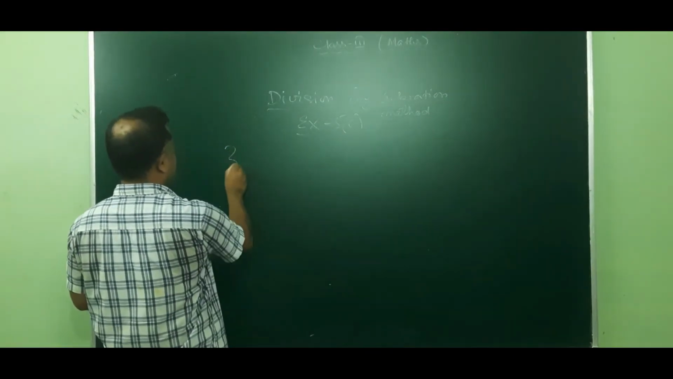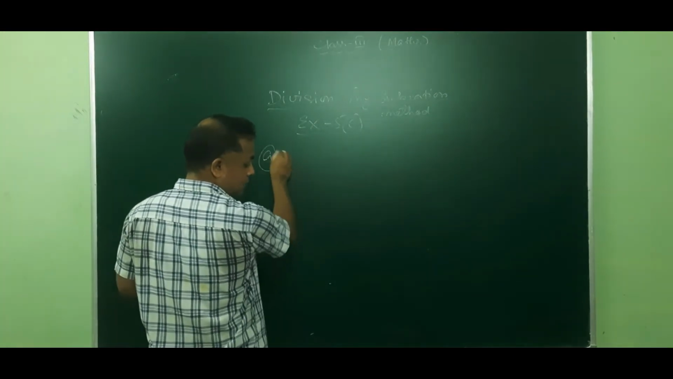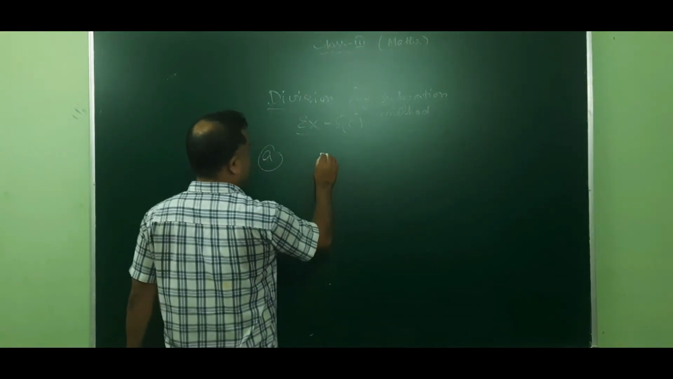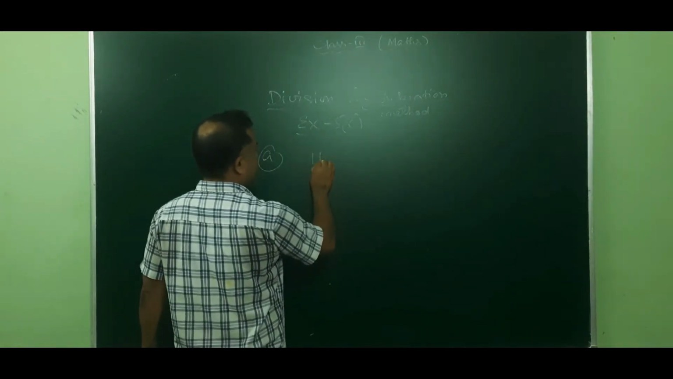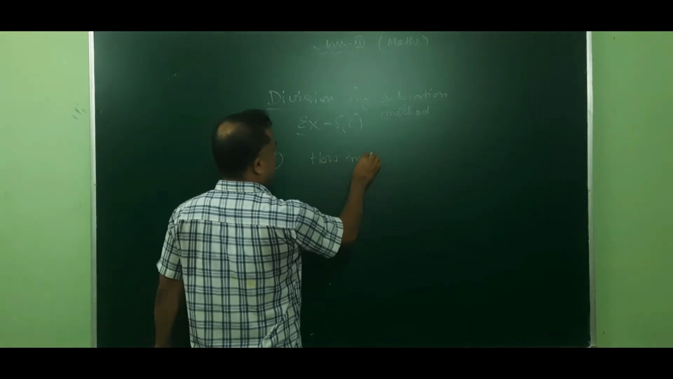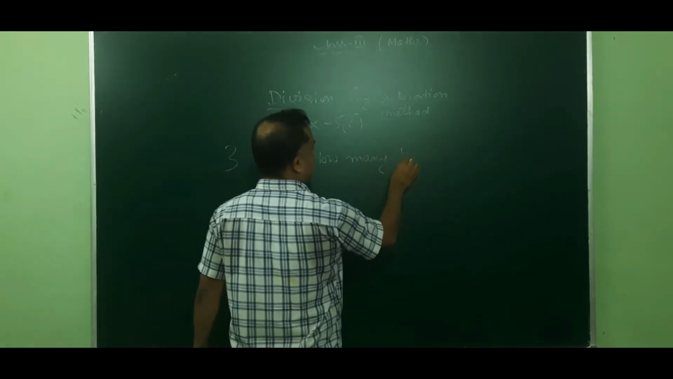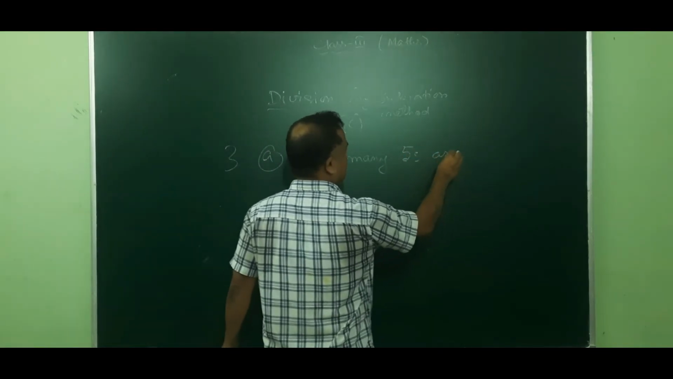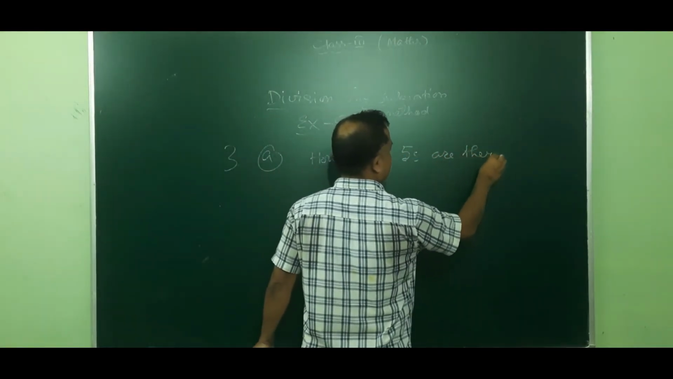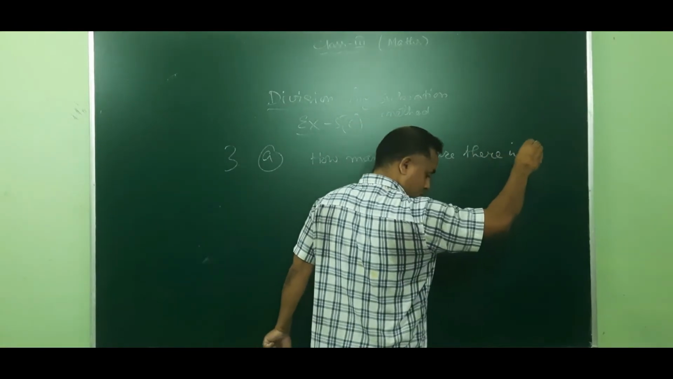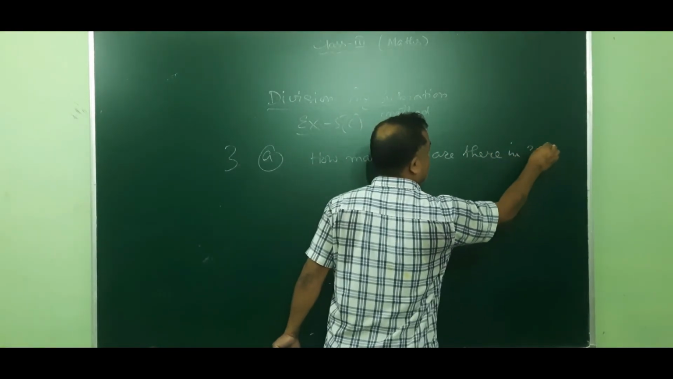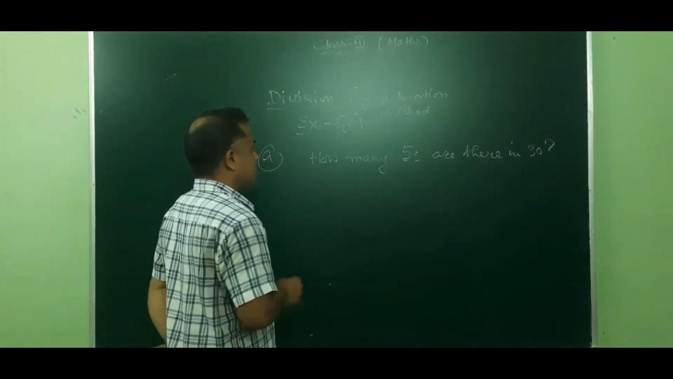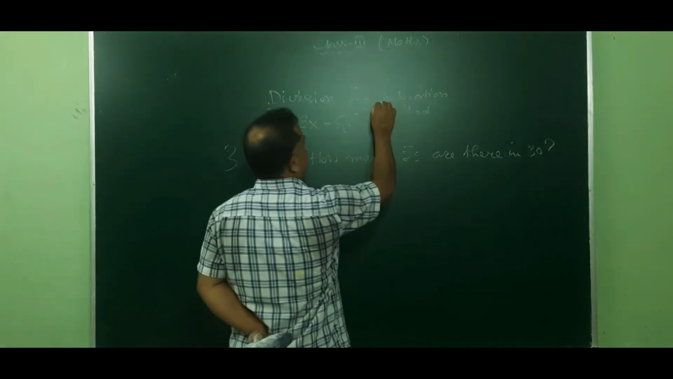Question number 3. A: we will see how many 5s there are in 30. That means, in 30, how many 5s are there? So in this 30, how many 5s will we see by the continuous subtraction method?